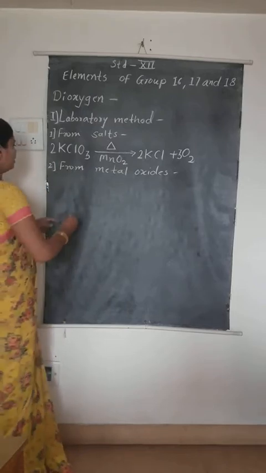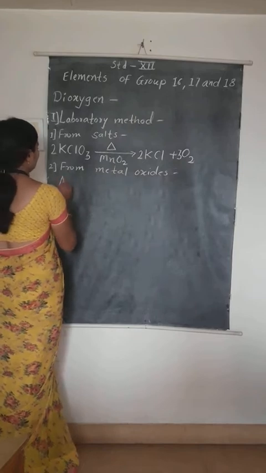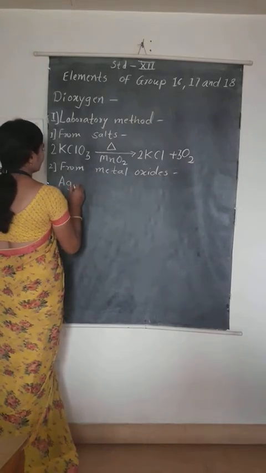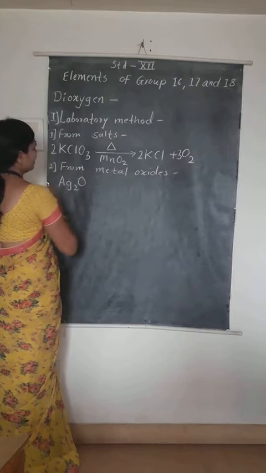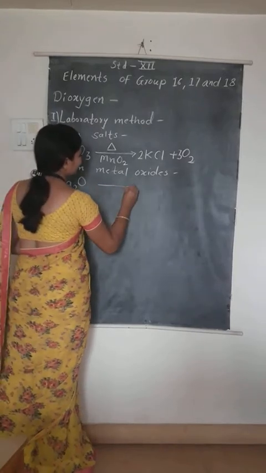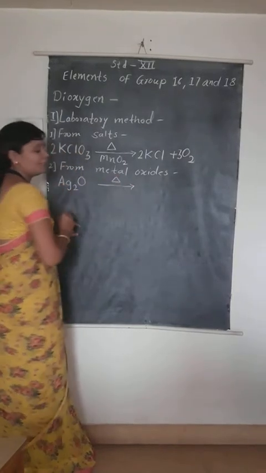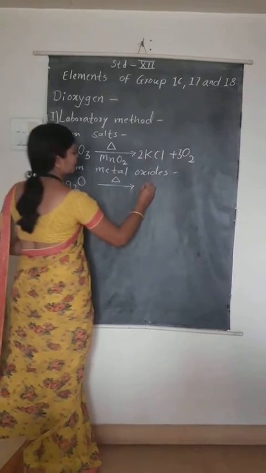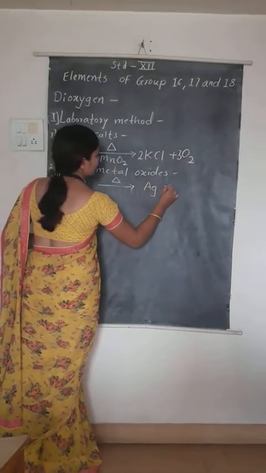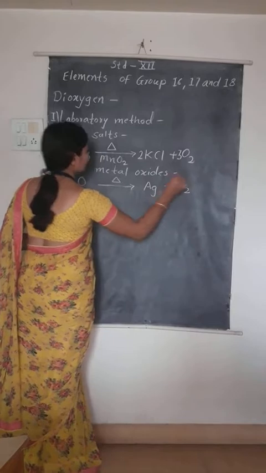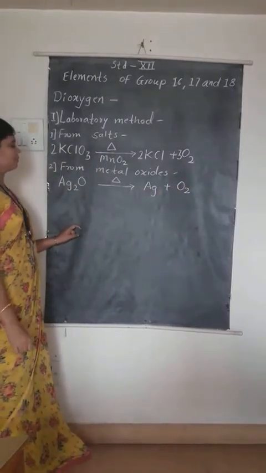For example, silver oxide. When this silver oxide is heated at high temperature, it decomposes to give silver, and along with this there is formation of dioxygen.